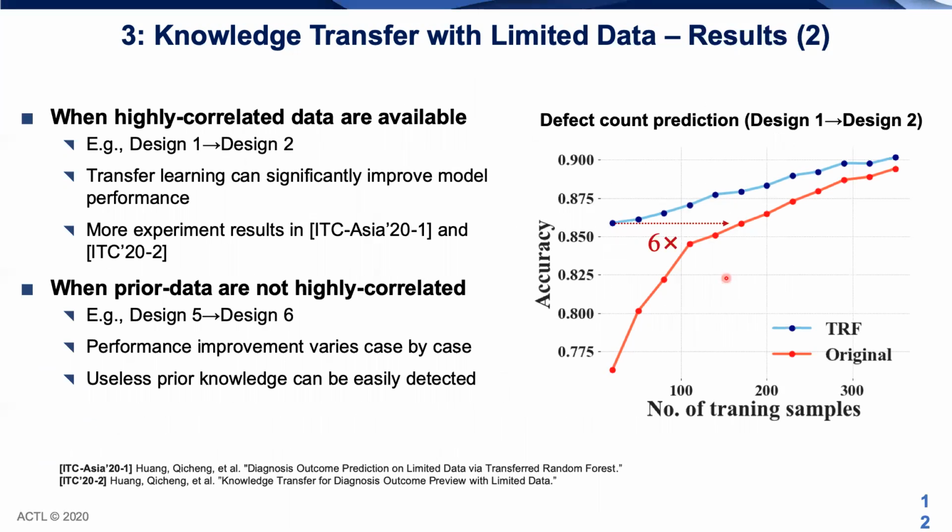When a highly correlated prior dataset is available to provide useful prior knowledge, we observe significant improvements in model performance. For example, when predicting defect count, the transfer model outperforms the original model with different sizes of training sets and achieves 6-to-1 training data reduction. When the prior dataset is not so correlated, the performance improvement varies case by case. But when the prior knowledge is not useful enough or even misleading, we also have a strategy to detect such cases.